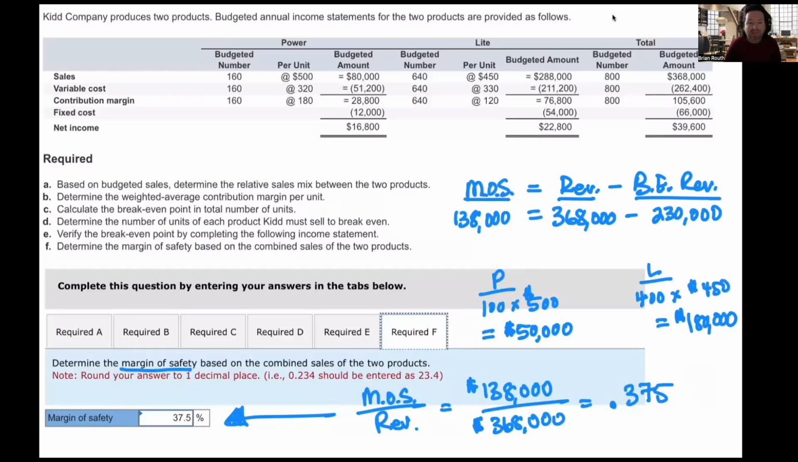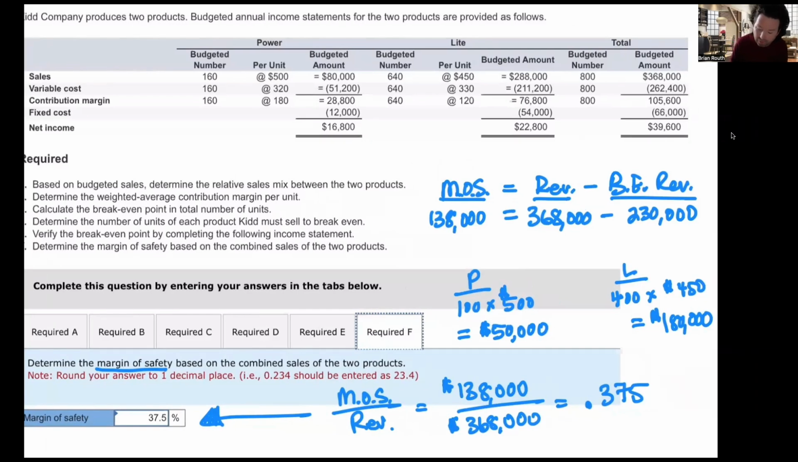In part F, we're asked to calculate the margin of safety percentage. So we're actually going to need to calculate the margin of safety first. Margin of safety is equal to our revenues minus our break-even revenues. If you look up in our problem here, we have $368,000 in revenues. That would be our revenue portion.